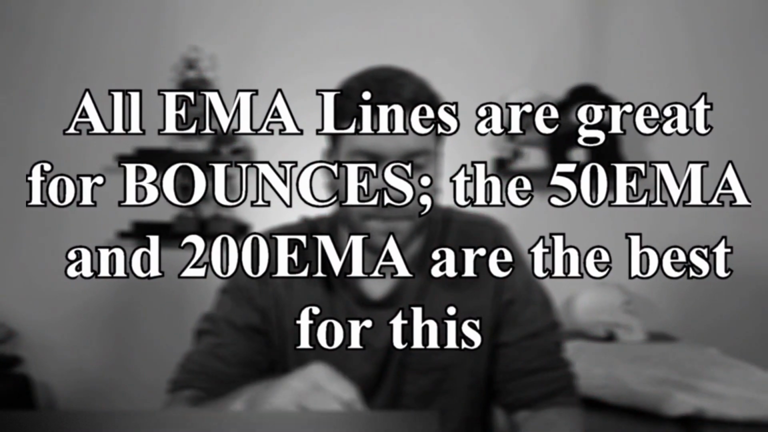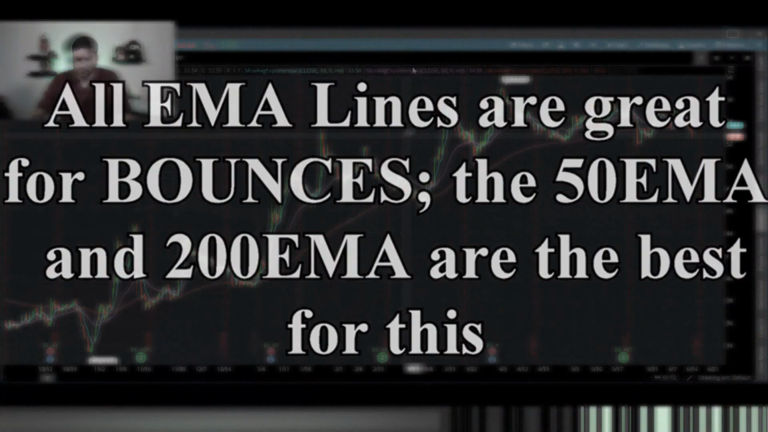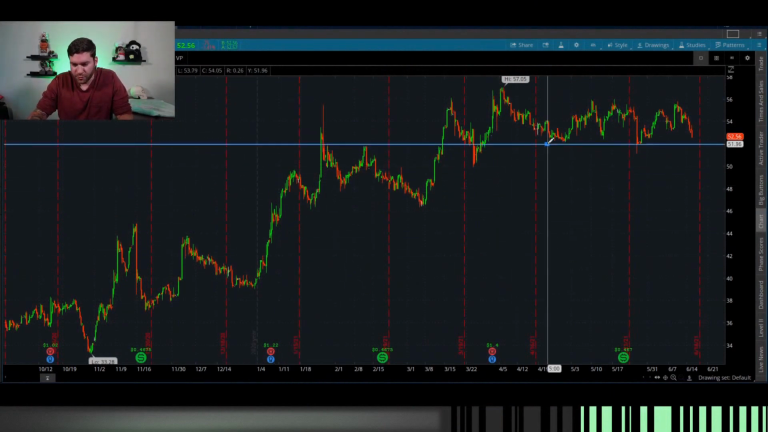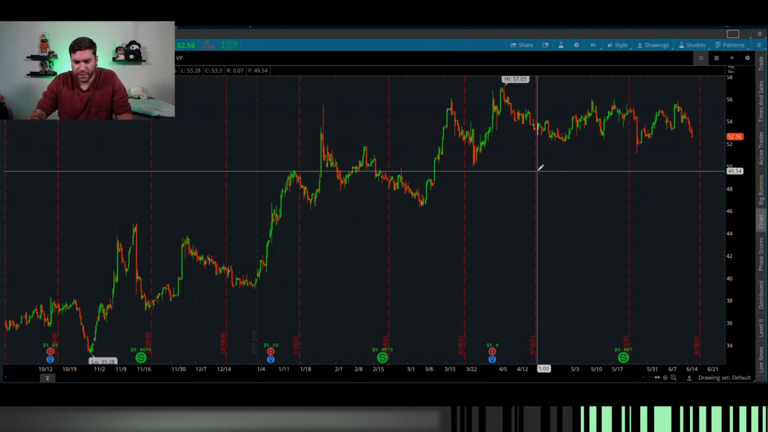You can use the 50 and the 200 for different things though, and I'm going to show you this right now. The 200 is best for bounces. I'll show you. So let's say we have WBA, right? We can do all the price action we want to. You can come through, put your supports, put your resistances, all that kind of good stuff.